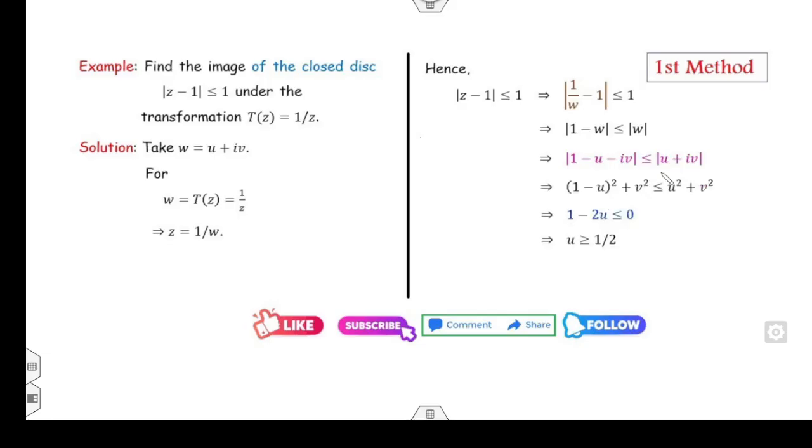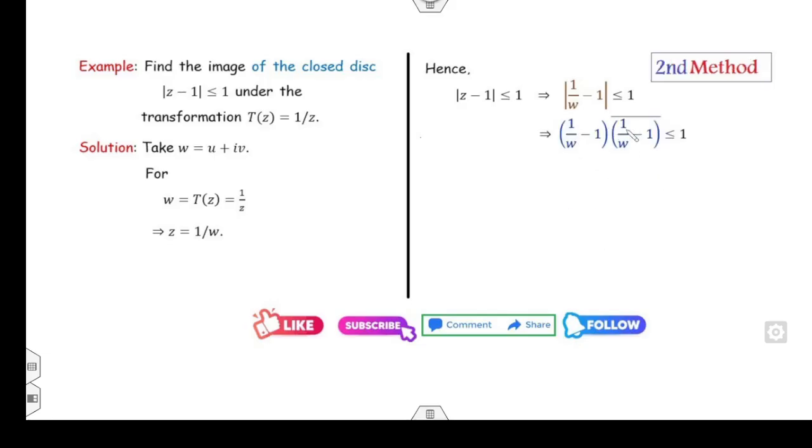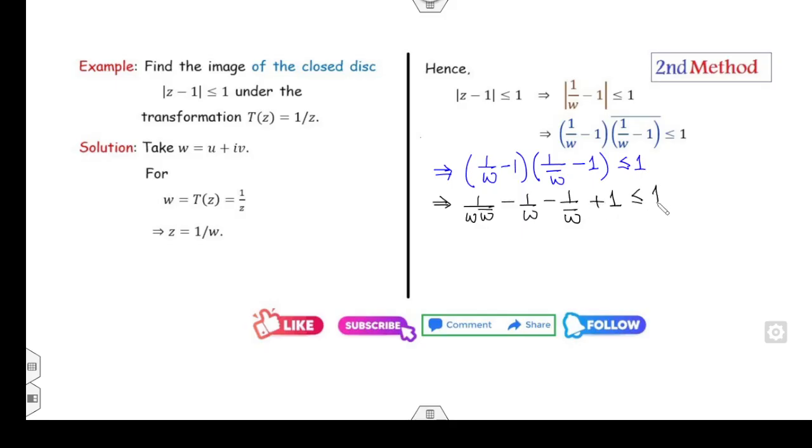Second method, you can use the property. So I can open them. This number is 1 over w minus 1. This number is 1 over w, because it's a real component, so it's the same. Fine. Now you can open the bracket. It is 1 over w into w bar minus 1 over w minus 1 over w bar plus 1, which is less than or equal to 1. 1 and 1 will be cancelled. Take the LCM of w into w bar. 1 minus w bar minus w is less than 0.